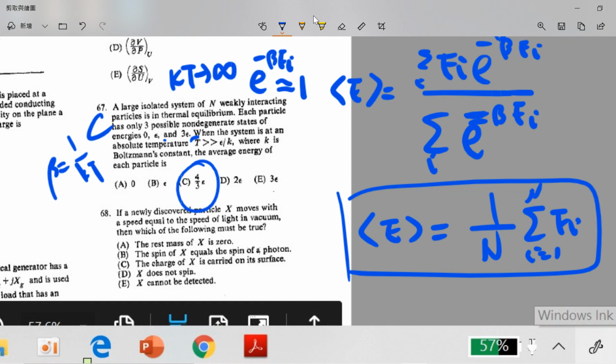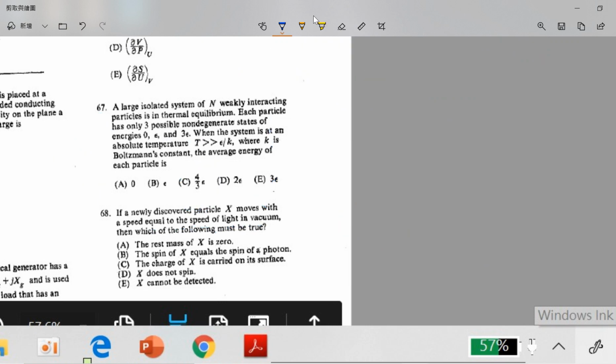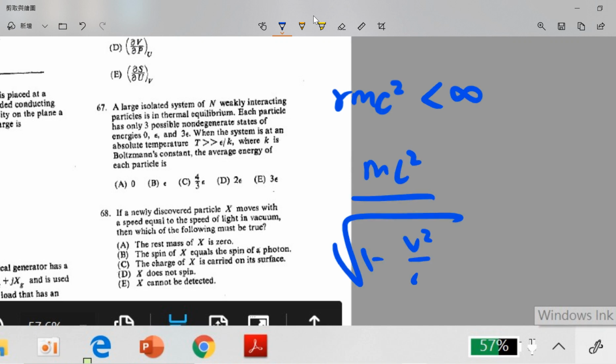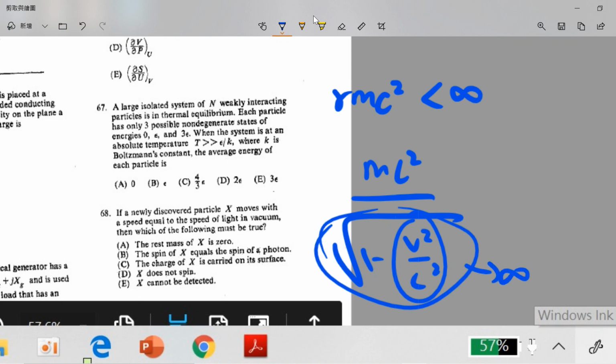And then 68. If the newly discovered particle moves at a speed equal to the speed of light, oh, this is common sense, because if some particle is moving at the speed of light, then it must have rest mass equal to 0, because your total energy is gamma m c squared, and this term needs to be finite. So if you allow v to equal c, then the denominator goes to 0 and gamma goes to infinity. So you need the numerator to go to 0 as well. So the answer is A.